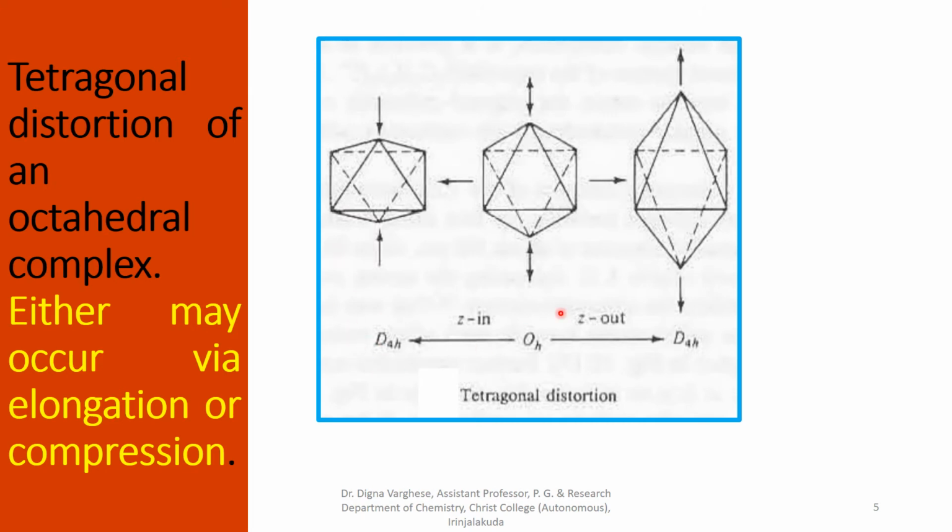Once again, the tetragonal distortion of an octahedral complex may occur via elongation or compression. Here you can see a perfect or regular octahedral geometry, which is of Oh symmetry. If the trans ligands move towards the central metal ion, you can see the laser point at the center of the octahedron, which you imagine is a metal atom. So the z-axis ligands are moving closer to the central metal atom. That forms a tetragonal distortion in an octahedral complex. The symmetry changes from Oh to D4h.